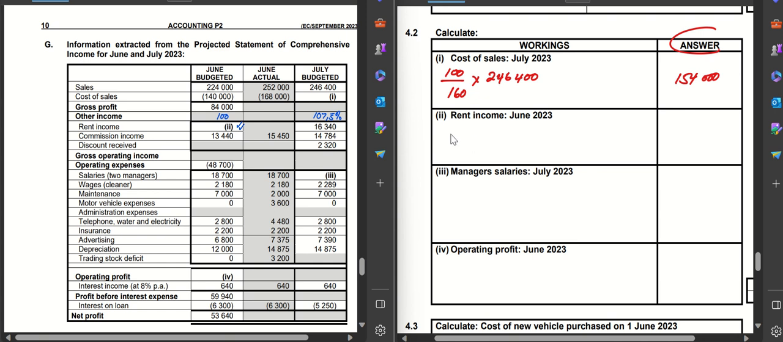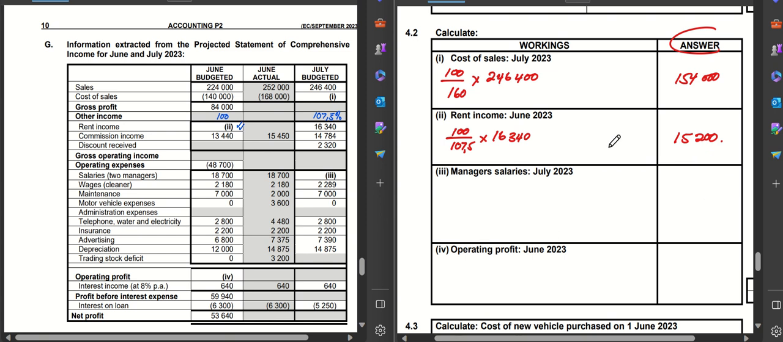In that case, what you want is your 100% before it is increased over 107.5%, that is after increase, and that is 16,340. If you punch that in your calculator, you should get the 100%, which is your 15,200. That becomes your rent income. So the examiners normally love this adjustment whereby you are given the amount after increase and you have to calculate the amount before the increase.